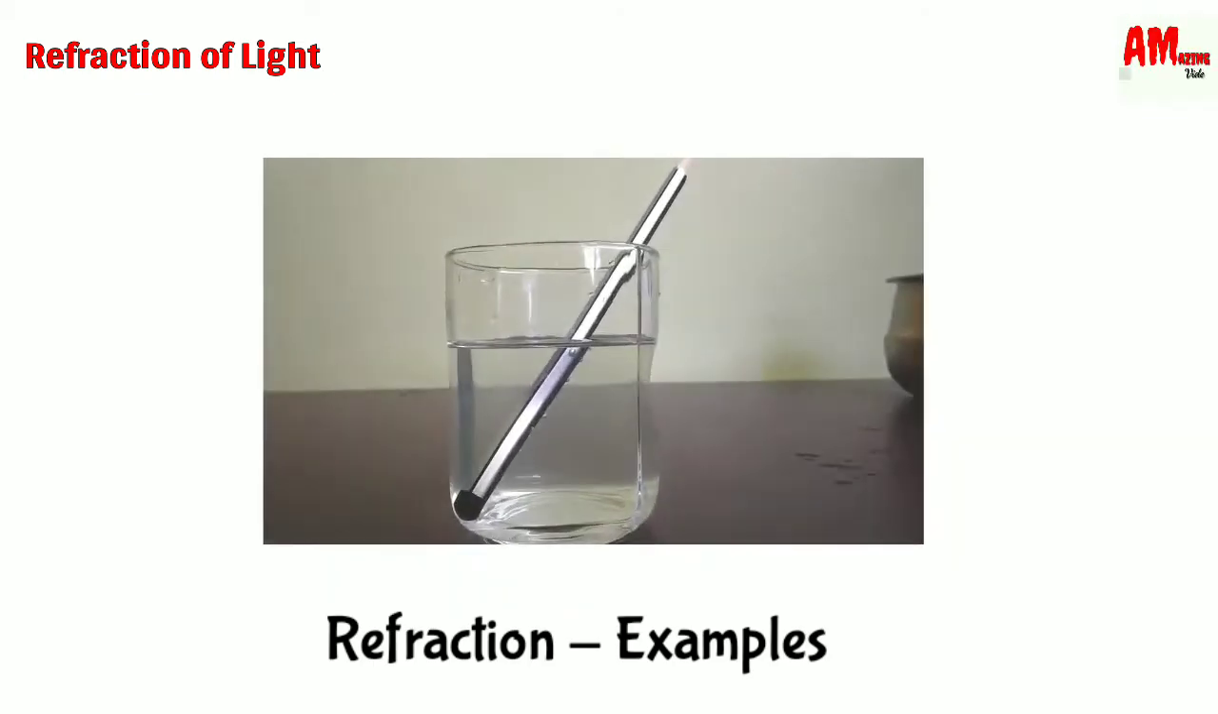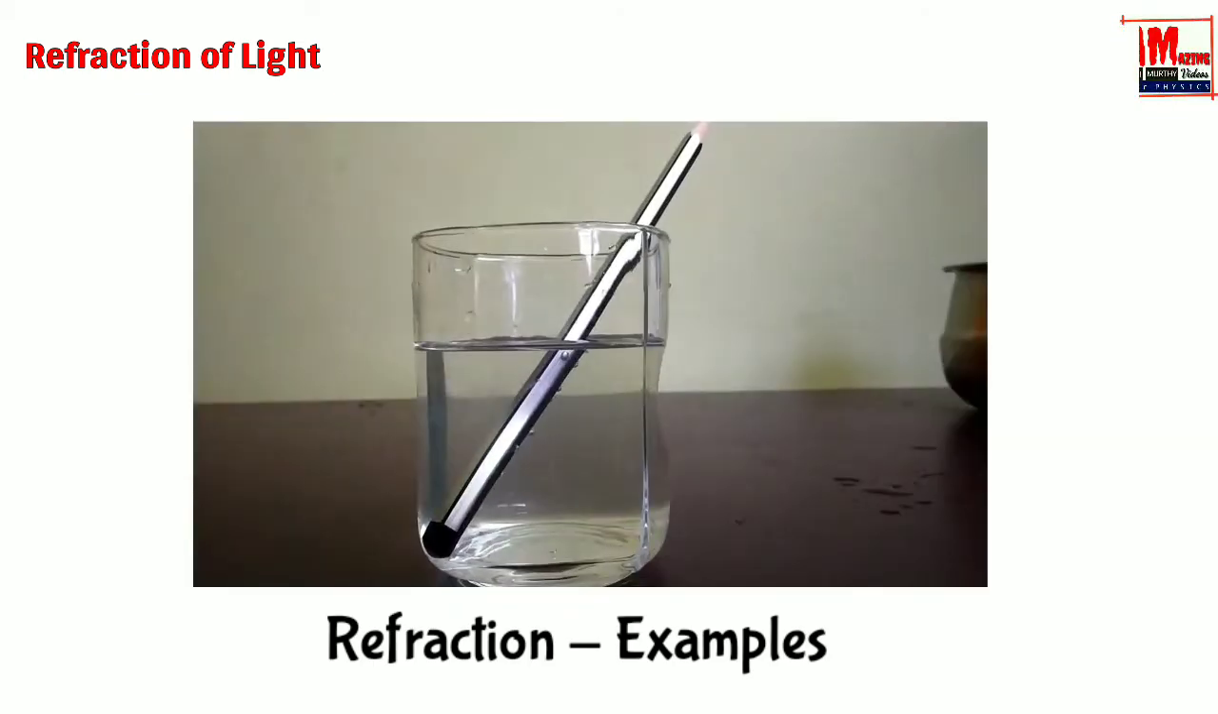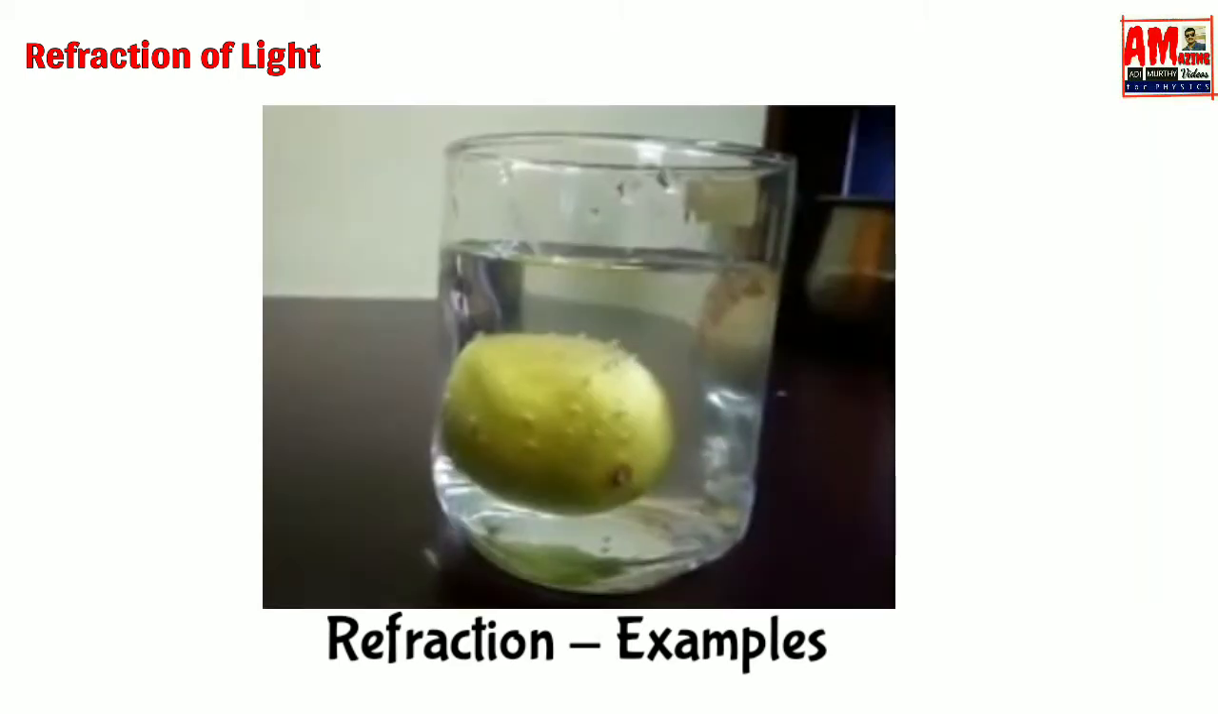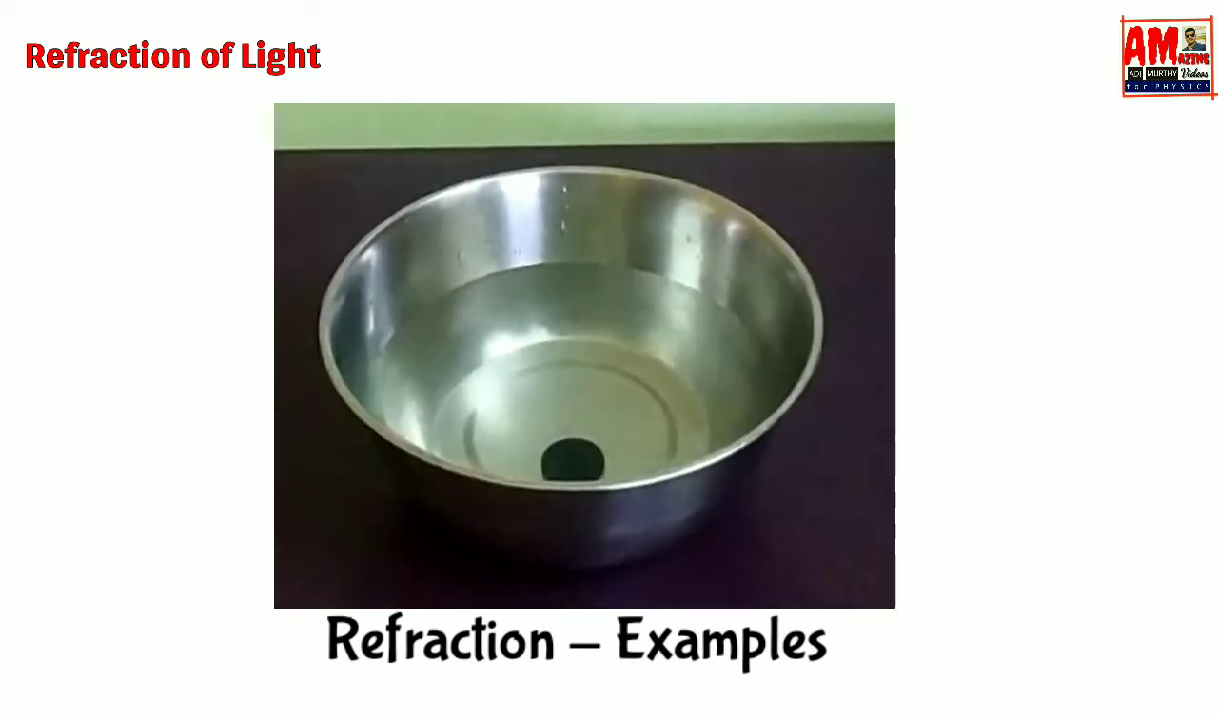Examples for refraction are: a pencil kept in a beaker containing water seems to be bent at the interface. A lemon kept in water appears to be bigger in size than its original size. And third, a coin kept at the bottom of a vessel appears to be raised up. All these are examples for refraction of light.